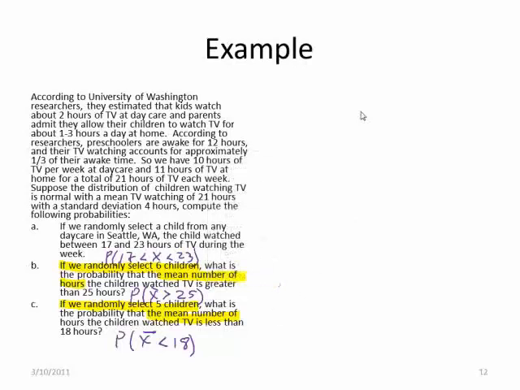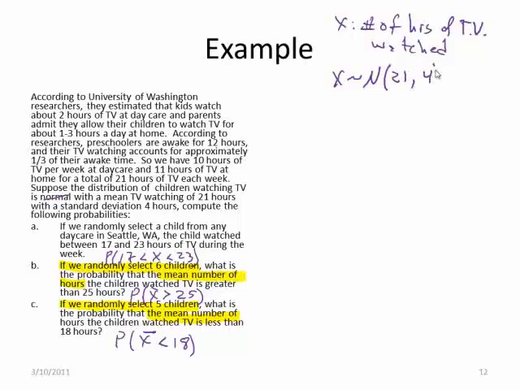Well, let's do it. So let's note the following. We're going to define X as the number of hours of TV watched. So we know that X is distributed how? Normal. Again, the normal takes 2 parameters. The mean is 21 and the standard deviation is 4.